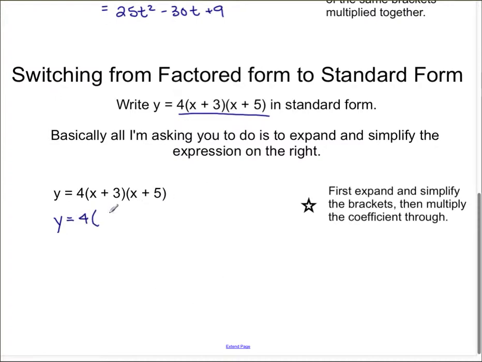So I'm going to leave the 4 out front, and I'm going to multiply the brackets out. X times x gives us x squared. X times 5 is plus 5x. 3 times x is plus 3x.